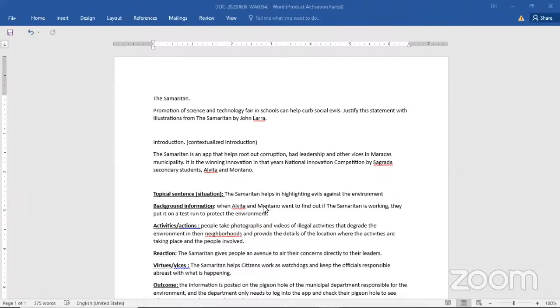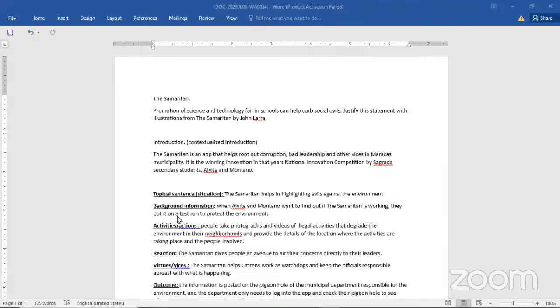So when Alvita and Montano want to find out if the Samaritan is working, they put it on a test run to protect the environment. That's the background information, and I'm picking it from the text. So when they first launched it, they wanted to do a test run to find out if it actually works. So they put it to a test to see if it can protect the environment.